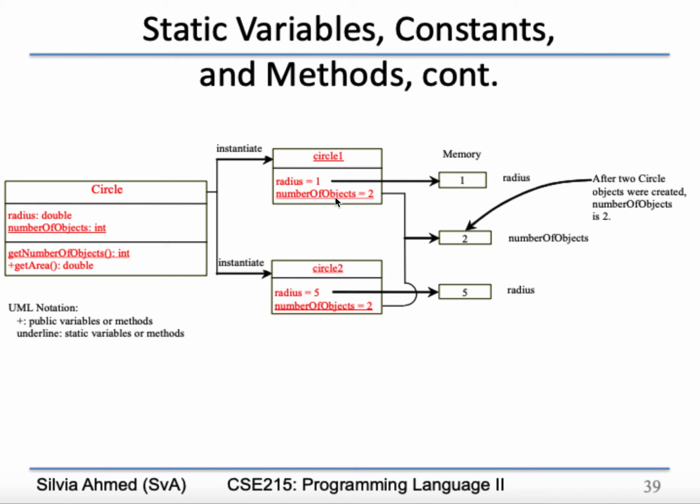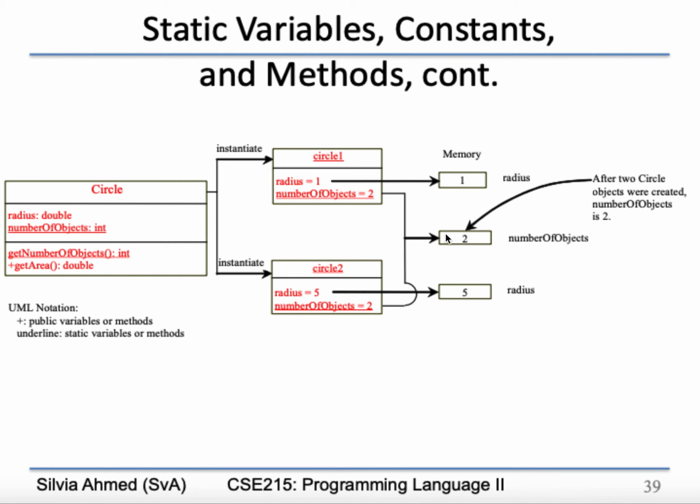But this numberOfObjects, this is what numberOfObjects means. Whenever we create a circle object from this class, this numberOfObjects field will be increased. Since we have created two circles here, the numberOfObjects value is 2. And this is a common value. Even if we have 500 circles created from this circle class, the numberOfObjects value will be 500, but that 500 is the same for all those circle objects. So we don't need separate memory locations to have this shared attribute.